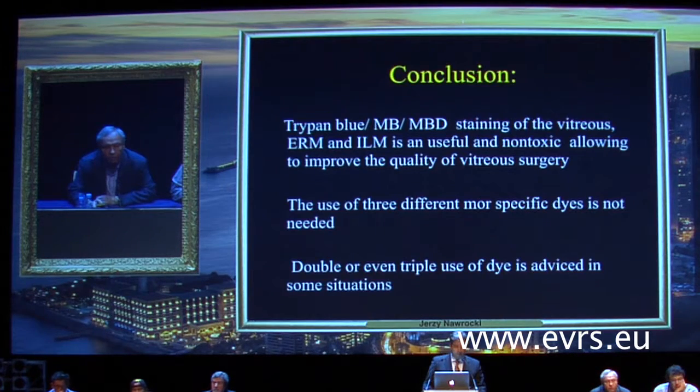So in conclusion, I would like to state that trypan blue, by staining the vitreous, epiretinal membranes, and the ILM, is a useful and non-toxic agent to improve the quality of vitreous surgery, and we do not need any specific staining in these cases, but we advise to use double or even triple the dye if needed, and to confirm that your surgery is complete.